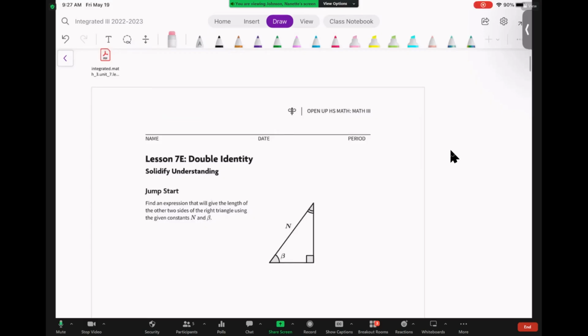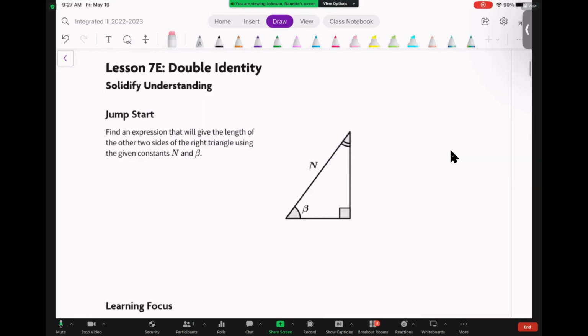All right, we are going to go over 7.7. That's called double identity, and it's called solidifying understanding. And so we're actually going to do this jumpstart together because this is what you need in order to do kind of like a proof that we're going to come up with for one of the identities.